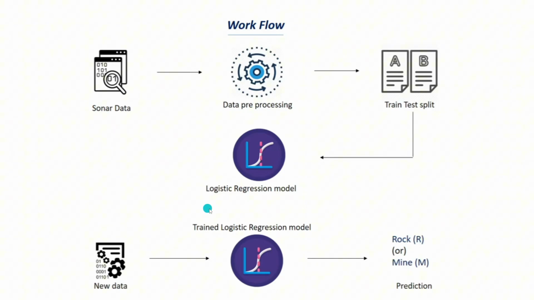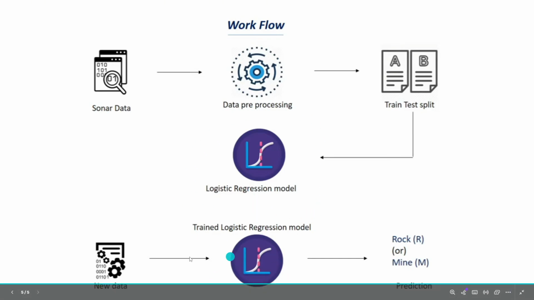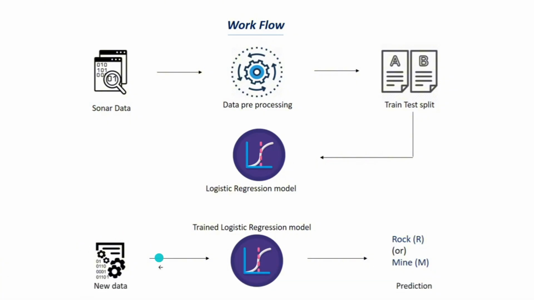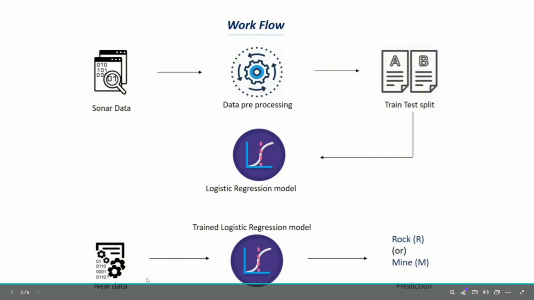Once I train the model, we'll use the trained model to perform prediction on top of new data. So the user will pass new sensor data, and this model will predict whether it is a rock or a mine. So this should be our prediction. Let's start the development.